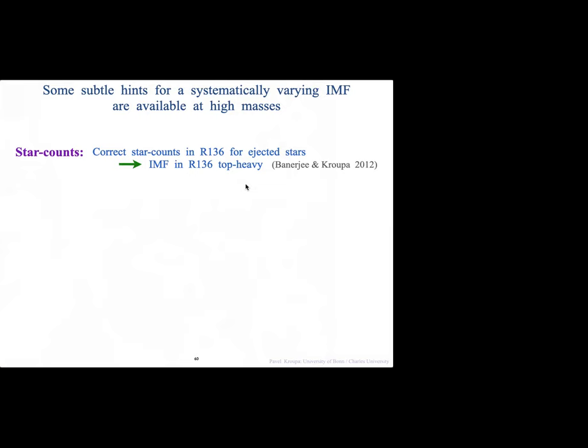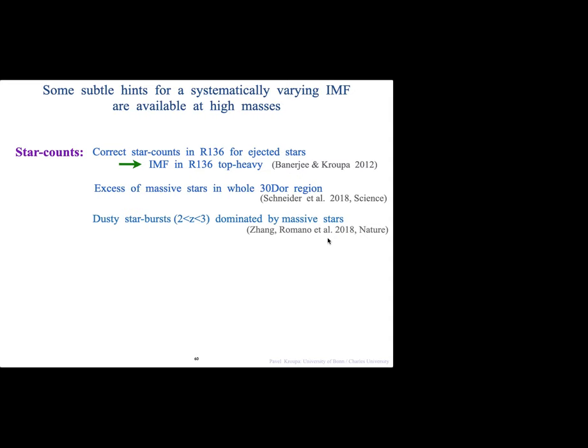Then this is confirmed later by Schneider et al. for the entire 30 Doradus region. This is a low metallicity star forming region which is top heavy. This has too many massive stars. This is then confirmed by this seminal work by Zhang et al. in fairly high redshift starbursts, which again show that they need a top-heavy IMF to explain their isotopologue ratios. And this is again a research group now in Nanjing studying these types of issues.